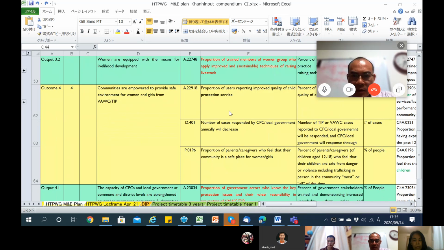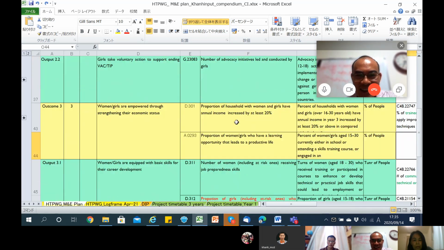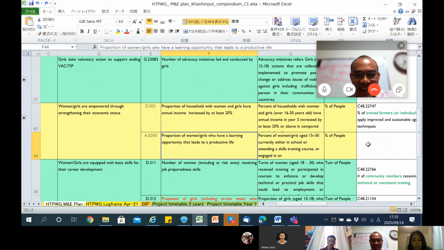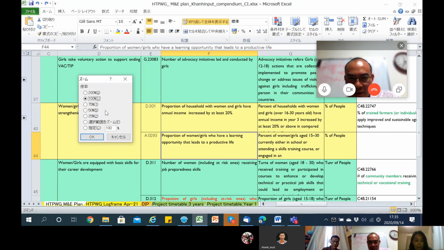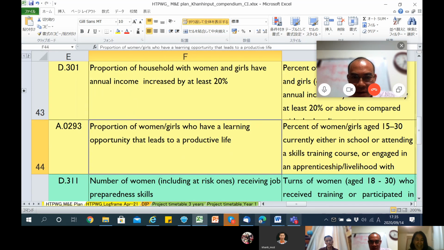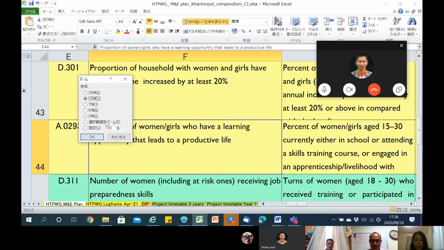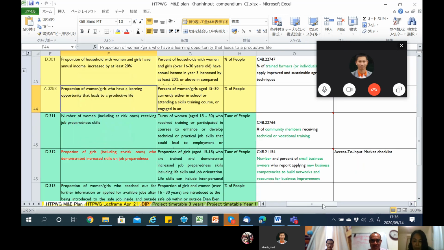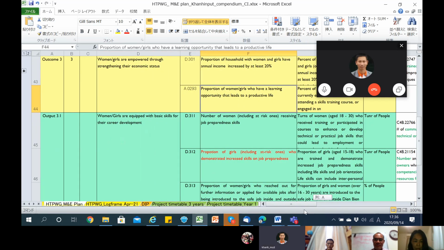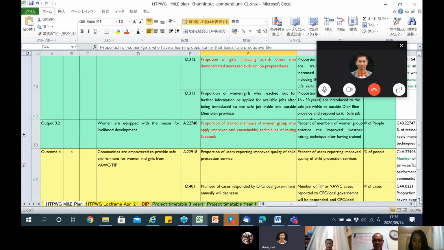Sorry, because I cannot read it very clearly on the shared screen. Let me have a look at the indicators clearly. Can you see it? Proportion of households with... we have two indicators we need support with. We will send it to you, so please take your time and think about it.